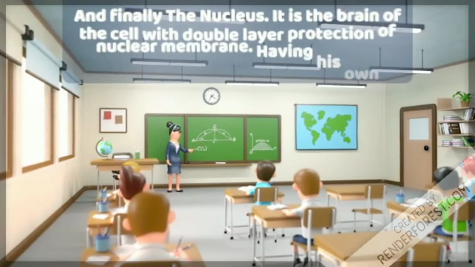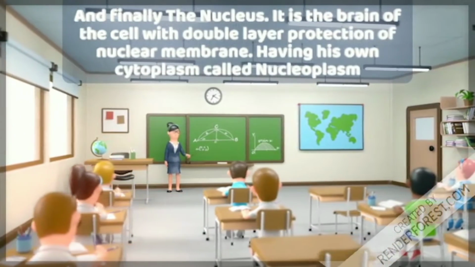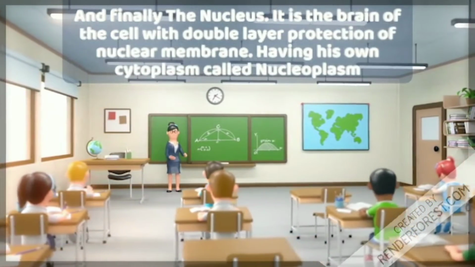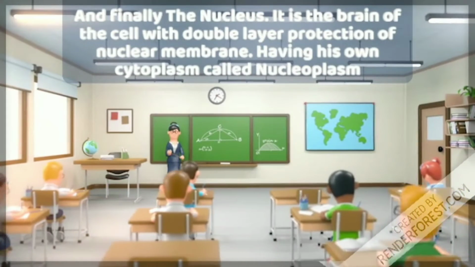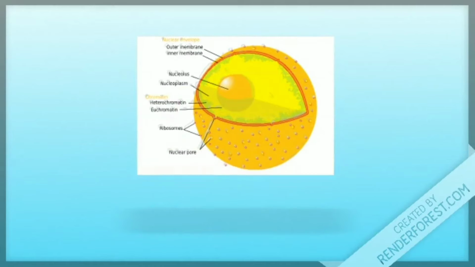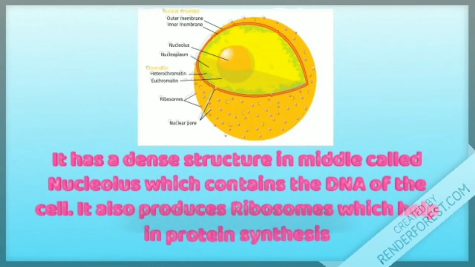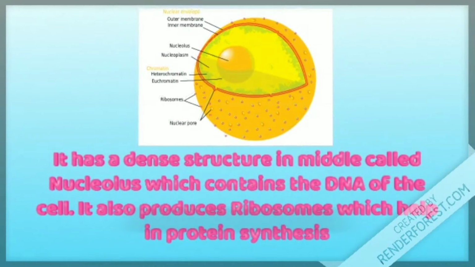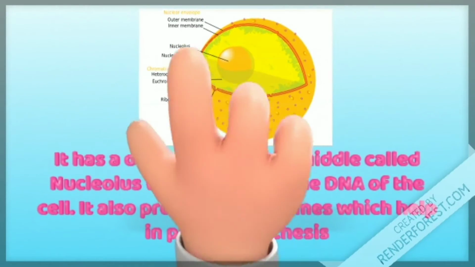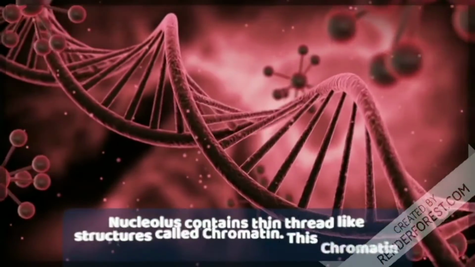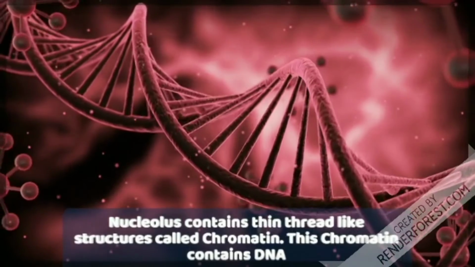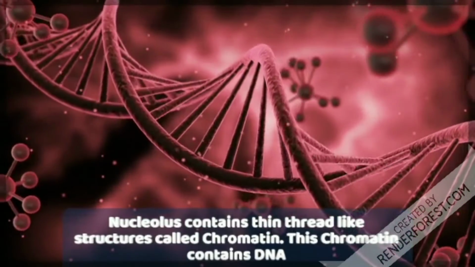And finally, the nucleus. It is the brain of the cell with double layer protection from the nuclear membrane. It also has nucleoplasm. It has a dense structure in the middle called the nucleolus, which contains the DNA of the cell. It also produces ribosomes which help in protein synthesis. Nucleolus contains thread-like structures called chromatin. Chromatin contains DNA.